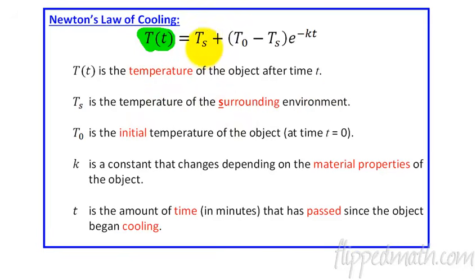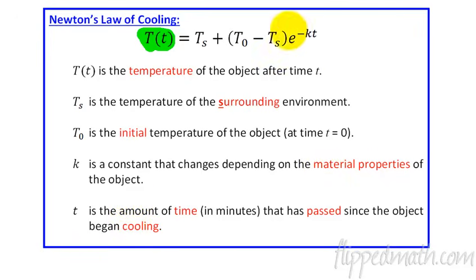T of S, when we have this little s, the S is standing for the surrounding environment. That's the temperature of basically the room that the object is in, or outside if the object's outside. Then T naught, this little sub-zero right here, is the initial temperature of the object when no seconds have gone by, or no minutes, or no hours, whatever we're dealing with. And then K is a constant that changes depending on what type of material it is. So if the object is a rock, it's going to cool down at a different rate than a cotton ball. It just depends on the material properties of the object.